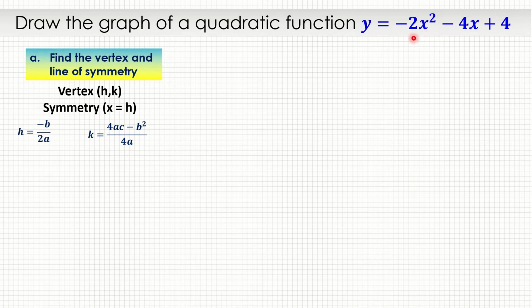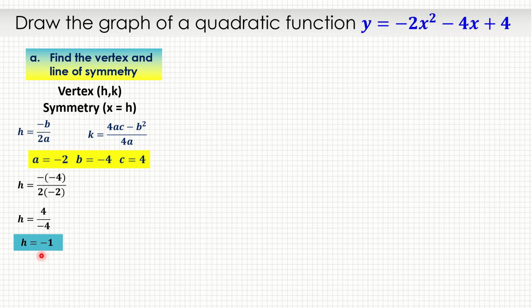Now, let us identify the values of a, b, and c since those are needed in our formula. For our a, it will be negative 2. For b, it is negative 4. And for c, it is positive 4. After identifying the values of a, b, and c, substitute them to our formula. So our h is equal to negative times negative 4 over 2 times negative 2. And this one will give us positive 4 over negative 4, which is equal to negative 1. So the value of h is equal to negative 1.